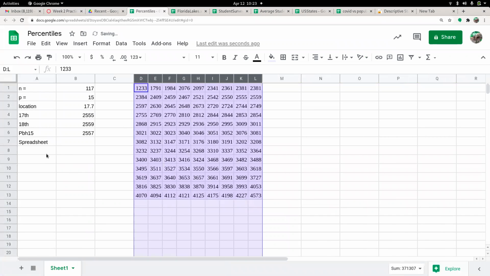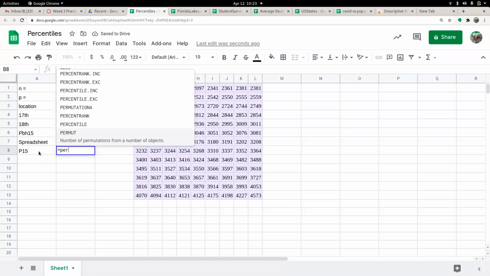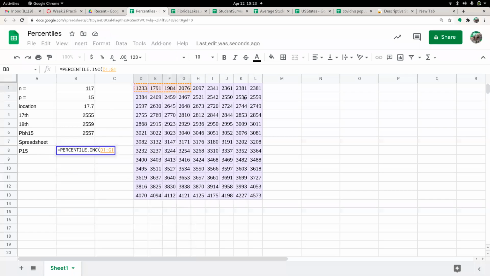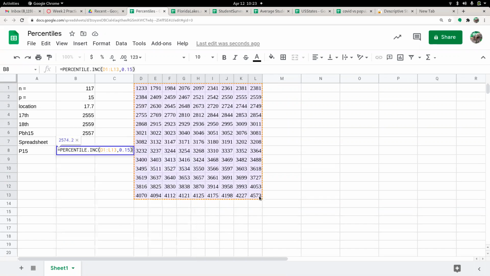Got them all. So in the spreadsheet version for P15, I use the percentile function. And in class, I mentioned we use either percentile or percentile inclusive, and then just grab the data, comma, which percentile do you want? 0.15, it wants a decimal version of the percent. So it says the answer's 2,574.2. Notice it's a slightly different number.